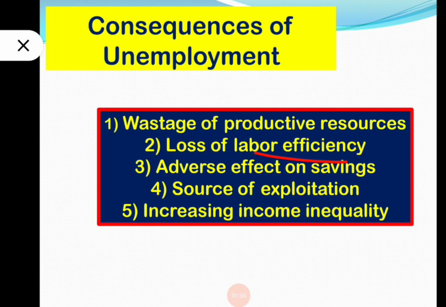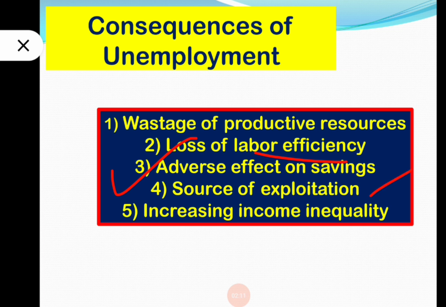Now move on to the third point, adverse effect on savings. Unemployment adversely affects the rate of saving in a country. This is for a number of reasons. First, to the extent we have already told, to the extent the employed persons have to support the unemployed members of their family, their capacity to save falls. Secondly, unemployed persons would eat away their past savings during the spell of unemployment. I think this is clear to everyone.